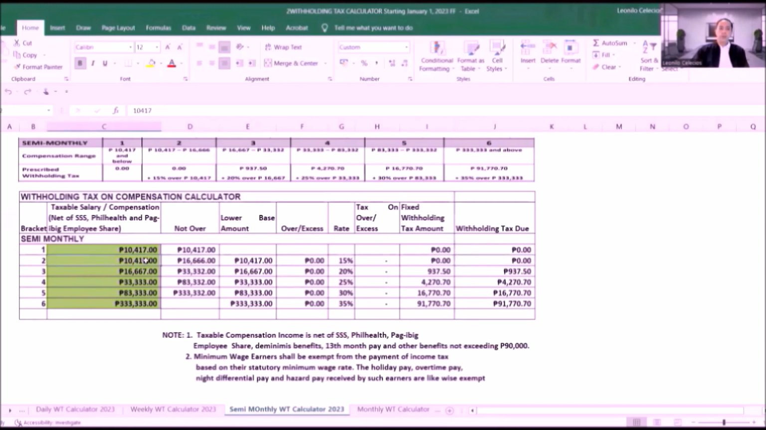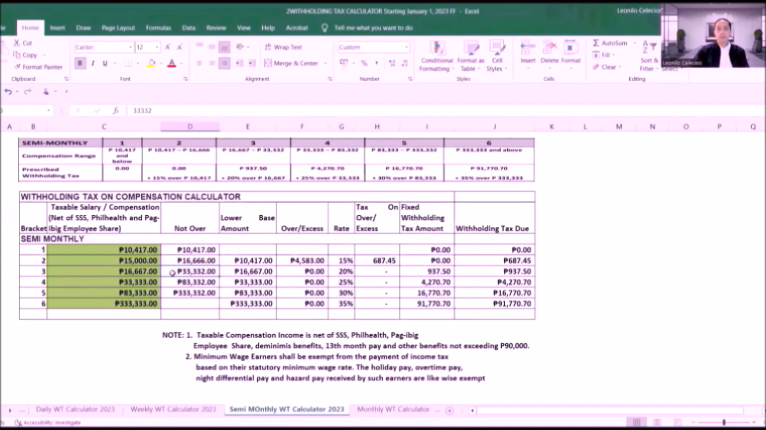Pero kung halimbawa 15,000 na to, so within, hindi siya lampas ng 16,666, so ang computation is meron kang 687.45 na withholding. Dahil yung 15,000 minus the lower base amount of 10,417 equals 4,583. Multiply ng 15%, yan 687.45.